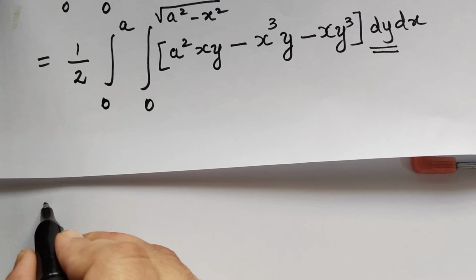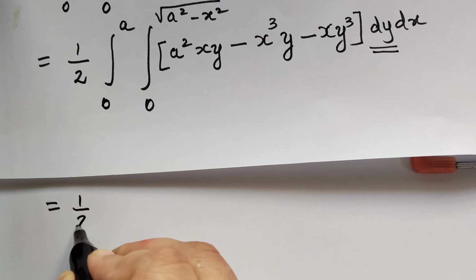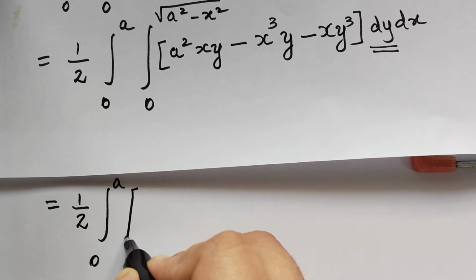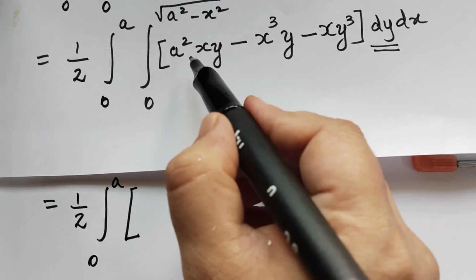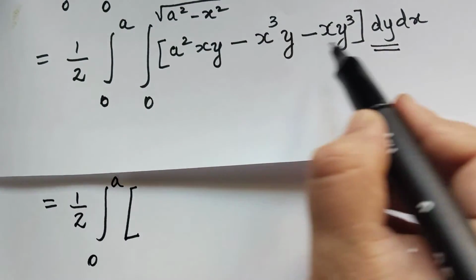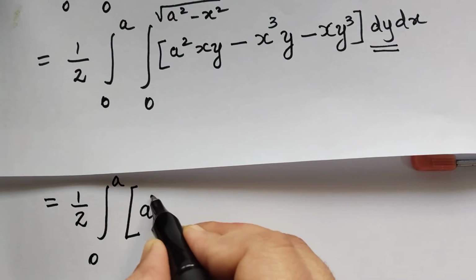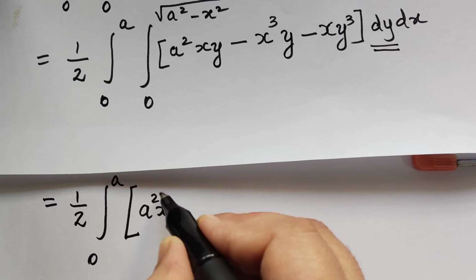So we shall now integrate this with respect to dy. So 1 by 2 will come as it is. The outer integral is 0 to a, and the inner integral now we have to integrate. So this, when integrated with respect to dy, a square x will be treated as constant. So it comes as it is, a squared y.